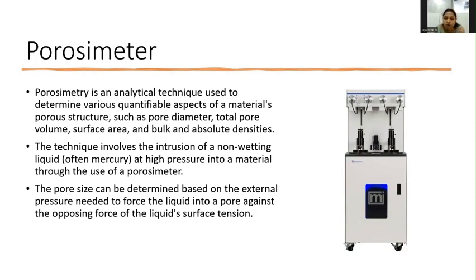Based on the amount of mercury which is getting injected into your porous sample at different pressures, you will be able to find how the porosity is distributed in your sample, like how many pores are big, how many pores are above some 300 microns, how many pores are below some 200 microns. Like that, you will get an idea of how the porosity is distributed in your sample, and you will also get the volume of the porosity.